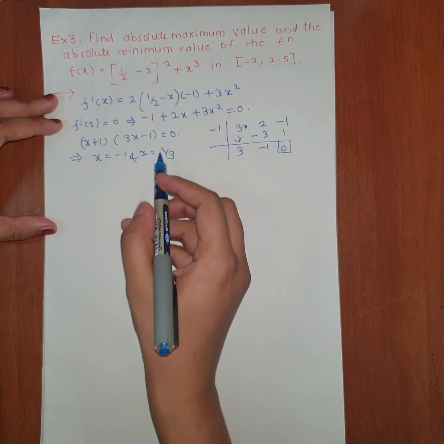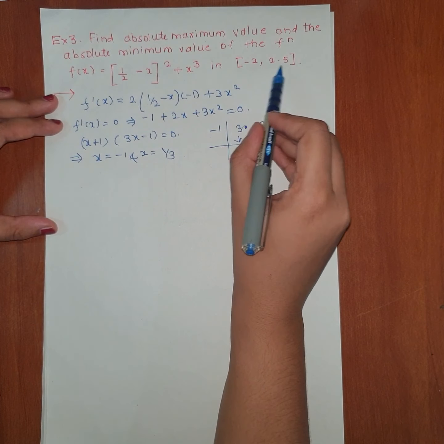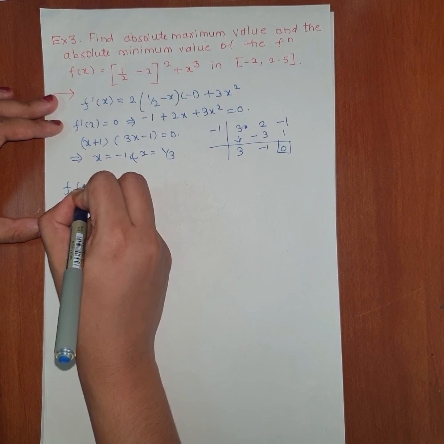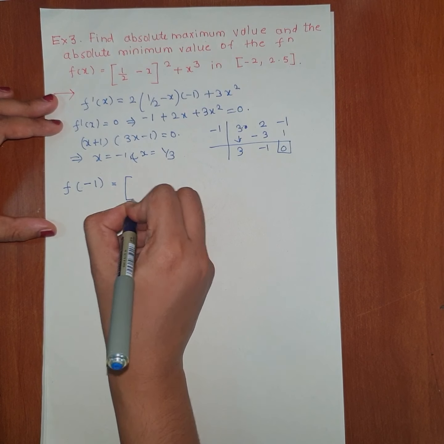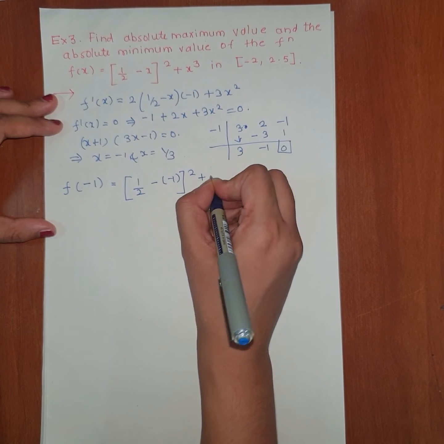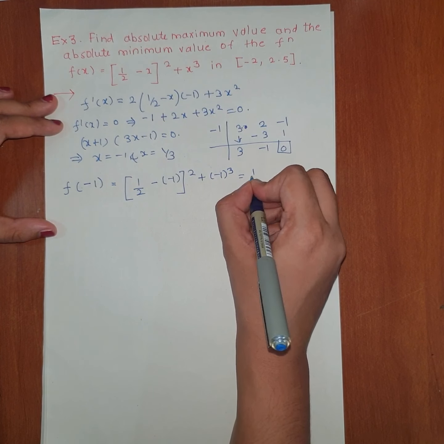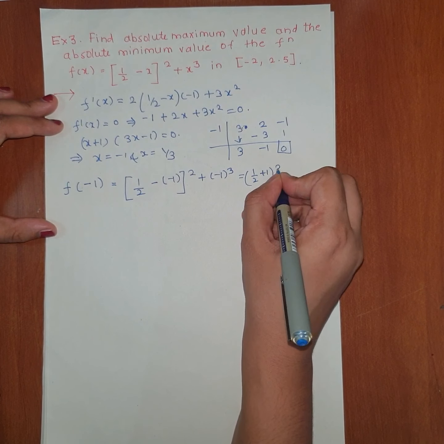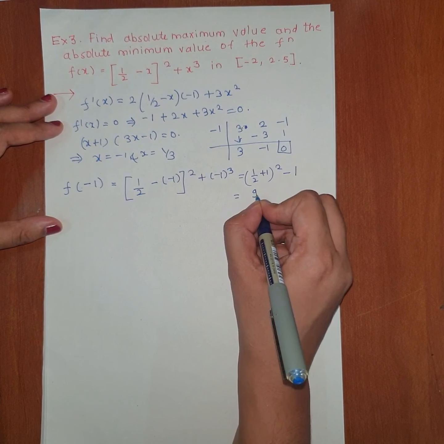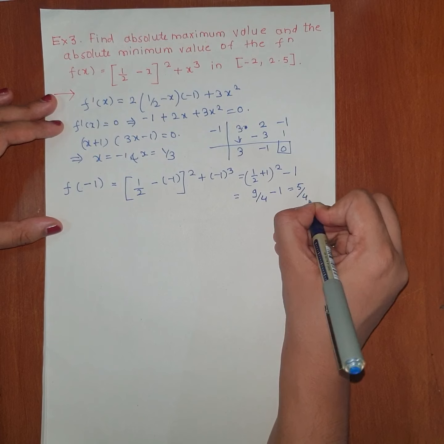Now we check the value of the function at the points x equal to minus 1, 1 by 3, minus 2 and 2.5. So first we check at x equal to minus 1. So which is equal to (1 by 2 minus of minus 1) square plus (minus 1) cube, which is equal to 1 by 2 plus 1 square minus 1, which is equal to 9 by 4 minus 1, which is equal to 5 by 4.